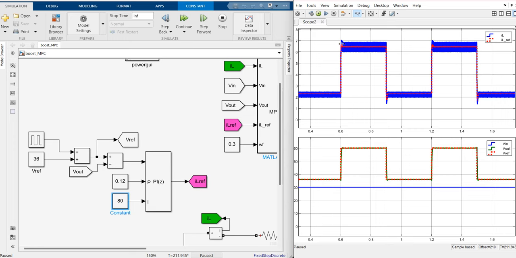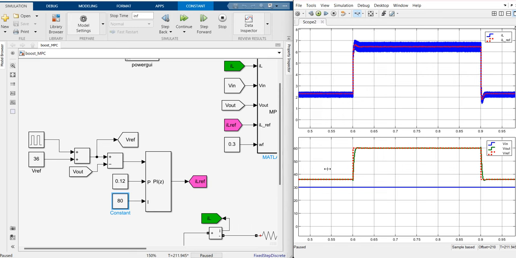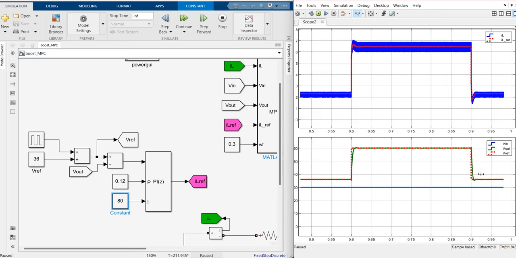In the inductor current, we still have overshoot and undershoot, but in the output voltage there is not too much overshoot and undershoot. If the result is enough for you, you can use these values defined here.